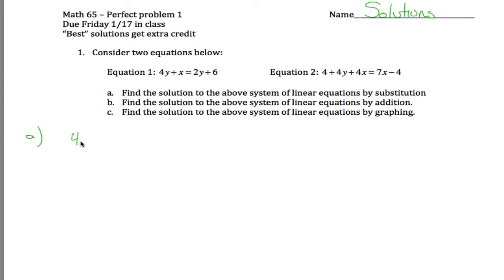So what I'm going to do is take 4y plus x equals 2y plus 6 and isolate this x right here, solve for it. It's relatively easy. I just got to get rid of this 4y. So if I subtract 4y from both sides of the equation, 2y minus 4y leaves me with negative 2y. So in just one step, I've managed to take this first equation and solve it for one of its variables, x in this case. And now what I'm going to do, maybe I'll change colors, is take the other equation, 4 plus 4y plus 4x equals 7x minus 4, and everywhere I see an x, I'm going to replace it with this negative 2y plus 6.